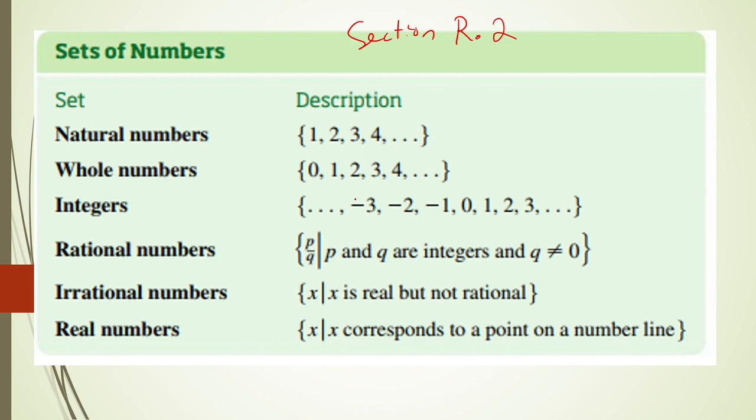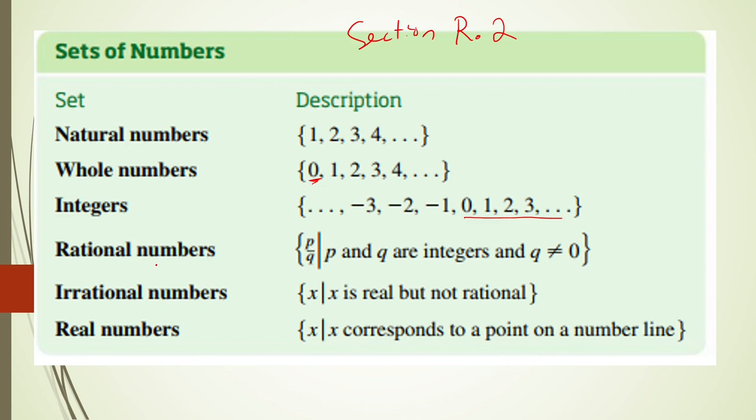The whole numbers are different than the natural numbers because it contains 0. So that's the only difference between whole numbers and natural numbers. We have an extra 0, and then we continue to count 1, 2, 3, 4, and so on. The integers are the whole numbers, but we also add the negatives. We have -1, -2, -3, in addition to the whole numbers.